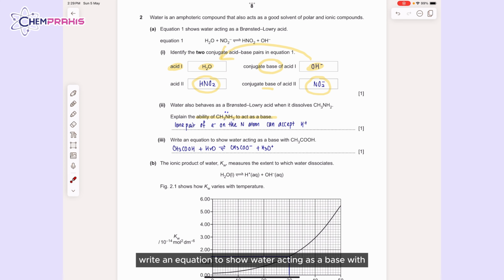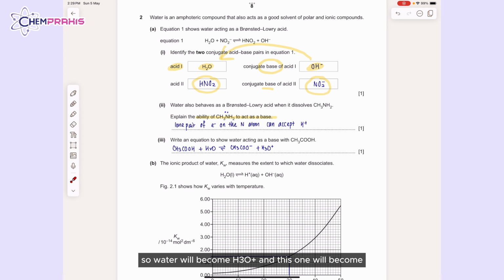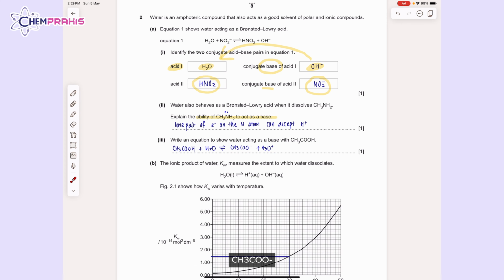Write an equation to show water acting as a base with CH3COOH. CH3COOH is a weak acid, so when it reacts with water, it can donate the H plus ion to the water, so water will become H3O plus, and this one will become CH3COO minus.